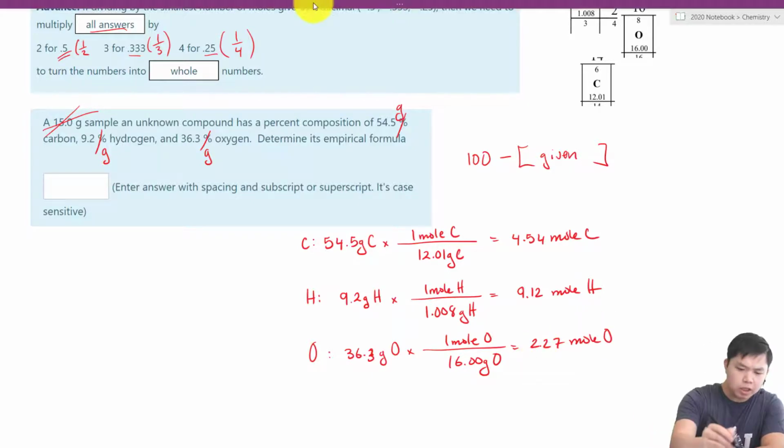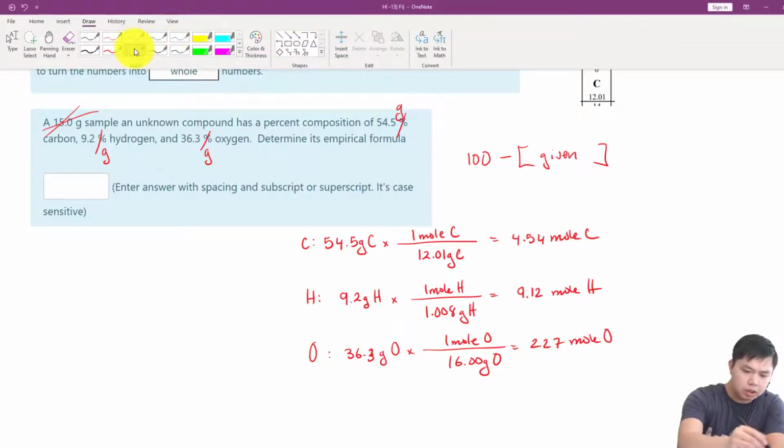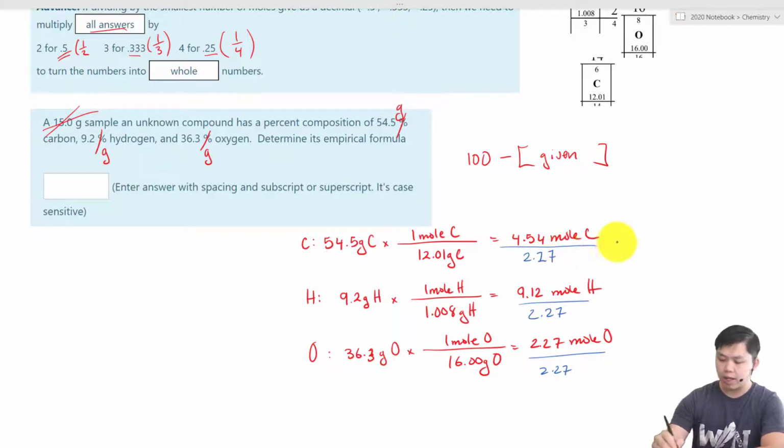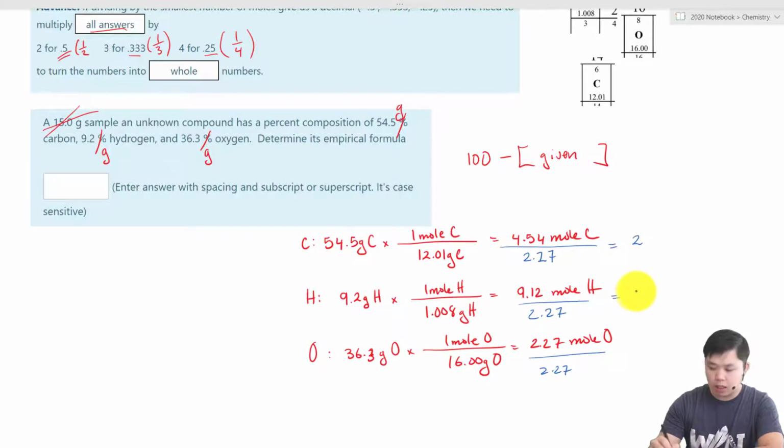2.27. So I'm going to change this to a different color, blue. Now we're going to divide everything by 2.27. Again, we are trying to set up a ratio relative to the smallest one to give us a whole number. Now we plug this in the calculator. This turned out to be 2 exactly, and this turned out to be 4.01, but we can estimate that to be 4, and this turned out to be 1. Of course, it's divided by itself.